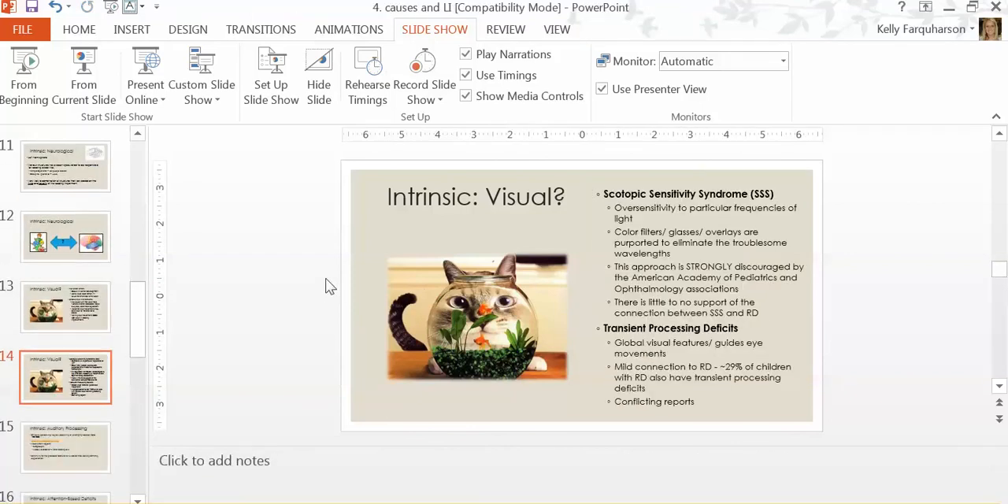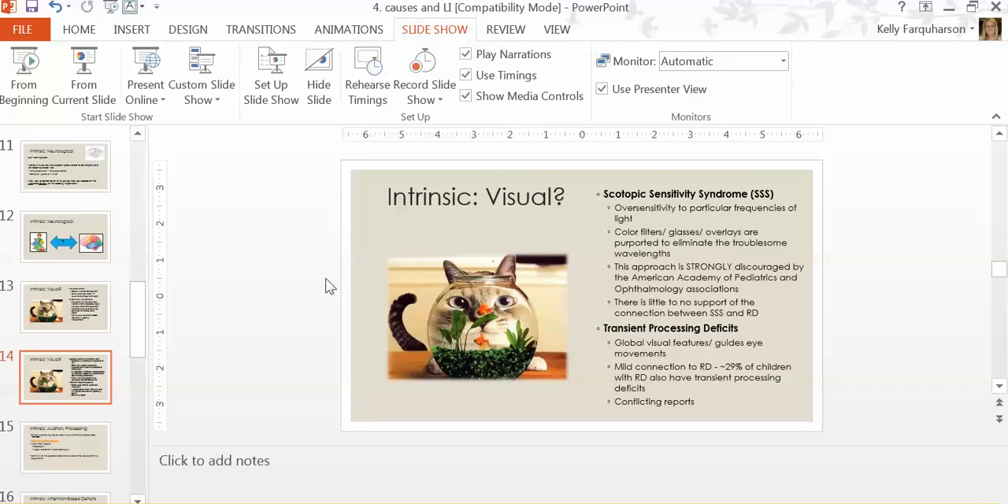Okay. The next two visual-based possible causes of reading disabilities. One is SSS, scotopic sensitivity syndrome. You may have seen or heard about individuals using different colored overlays, different colored glasses or filters, literally rosy colored glasses. They've been purported to eliminate this particular syndrome because this syndrome causes oversensitivity to particular frequencies of light. And so by using colored filters, it was suggested that you could eliminate those troublesome wavelengths.